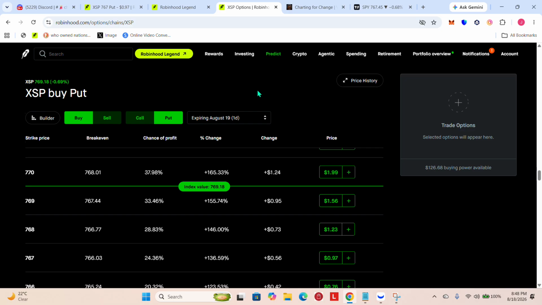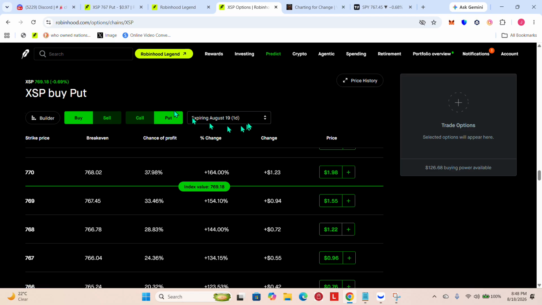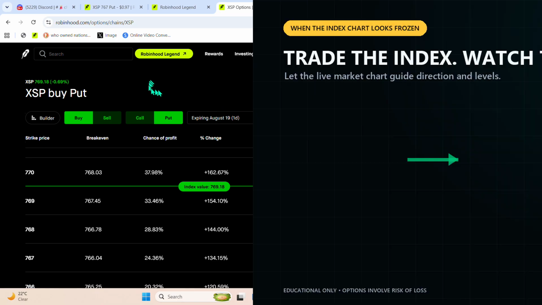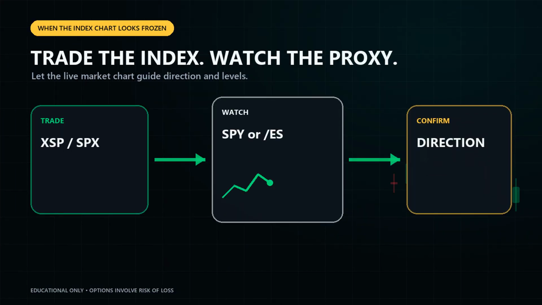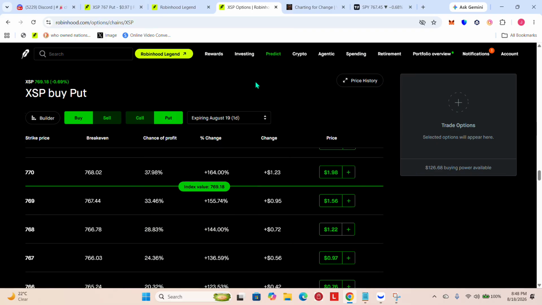So yeah, and I wanted to show you, as you can see, these contracts are moving in real time. Now, where it becomes confusing, like I said, you don't see the daily contracts. You have to look for the next day. That's the first thing. And then also, the charts do not move for XSP, SPX, RUT, or VIX. So that can be kind of a struggle.